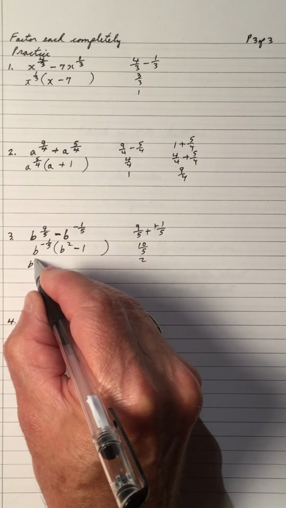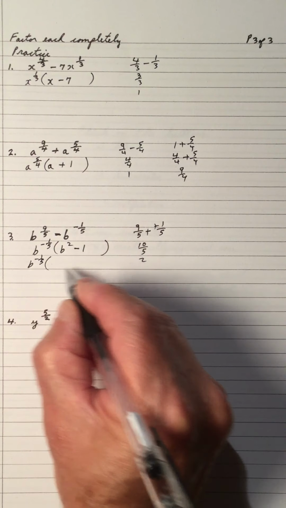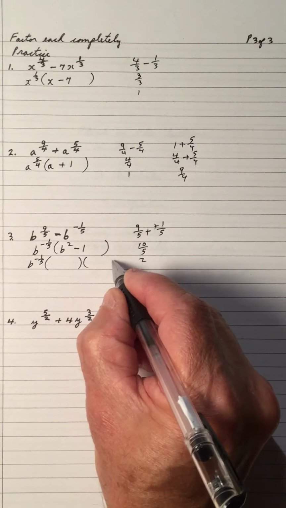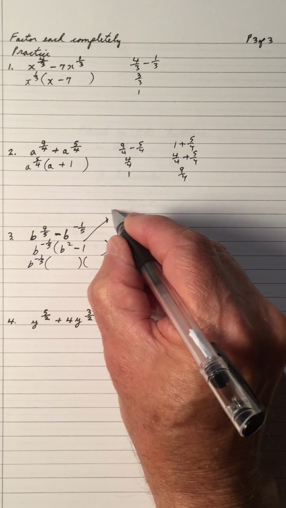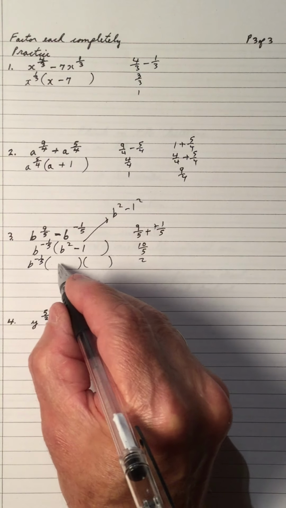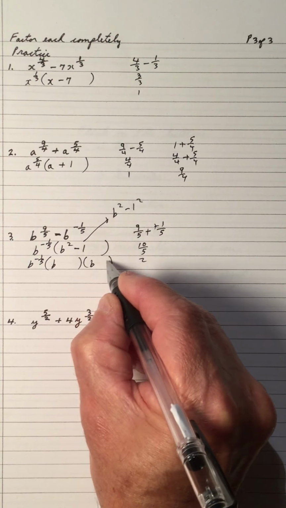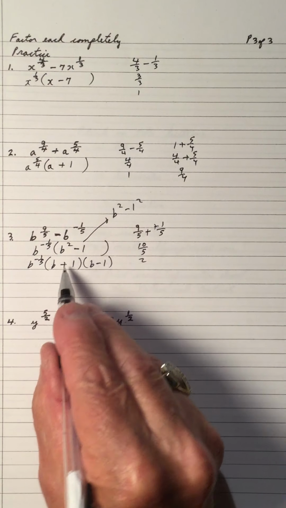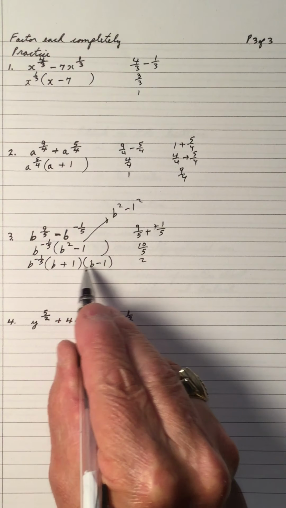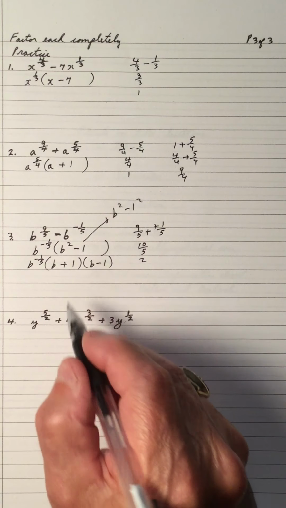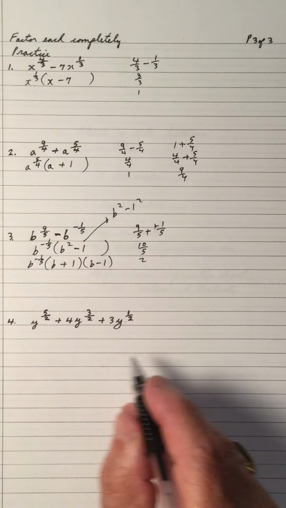and b to the -1/5. And notice b squared minus 1 is the difference of 2 squares. Notice that's b squared minus 1 squared, the difference of 2 squares, so b plus 1, b minus 1. And again, notice when you add these two, 1 and -1, you get a 0. Notice there's no b in the middle here, so it's fully factored.